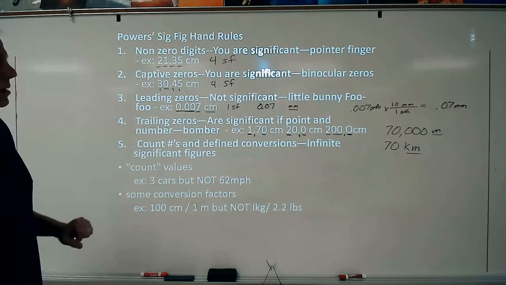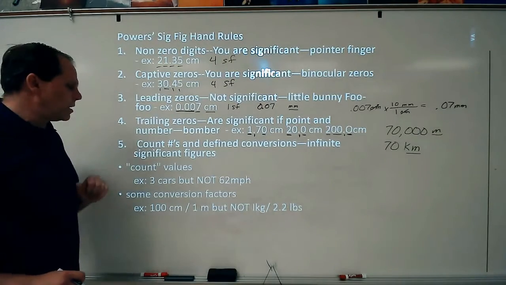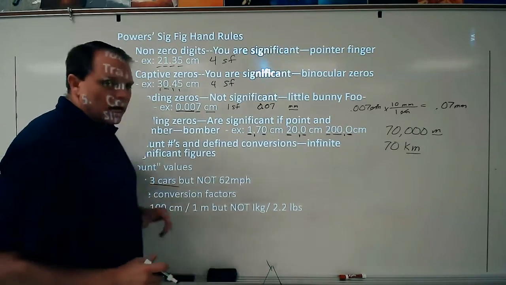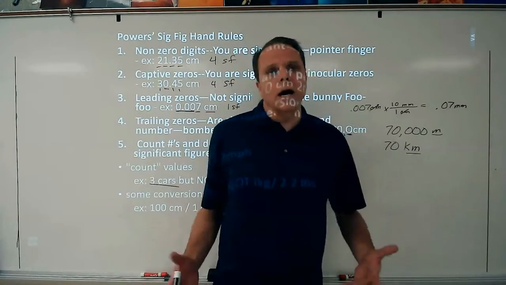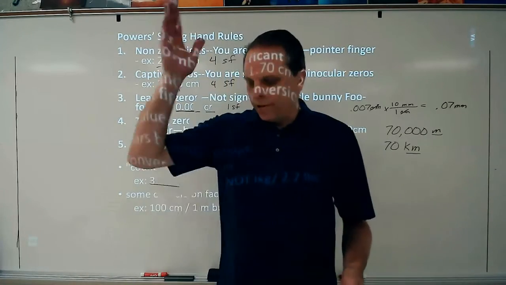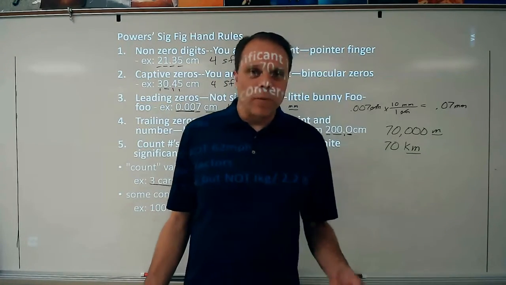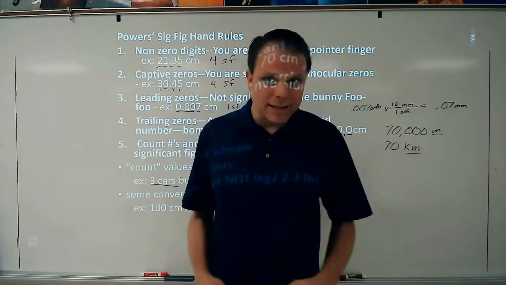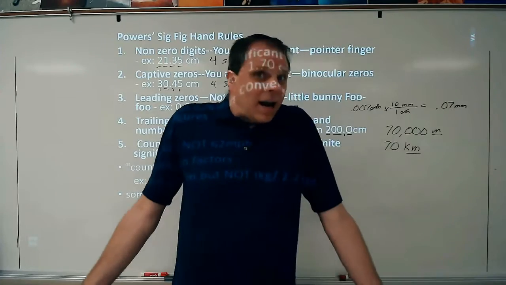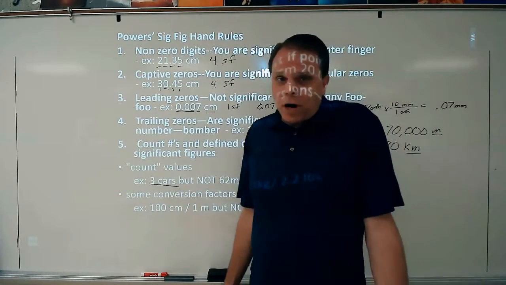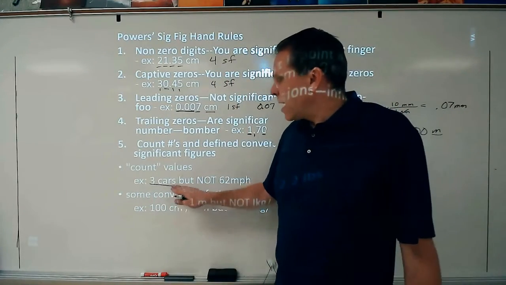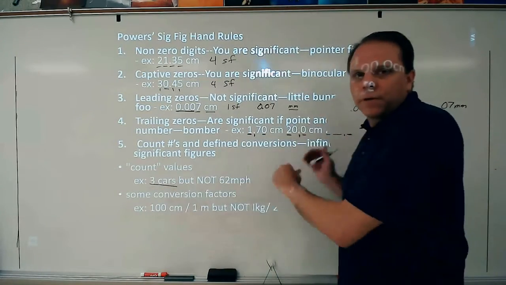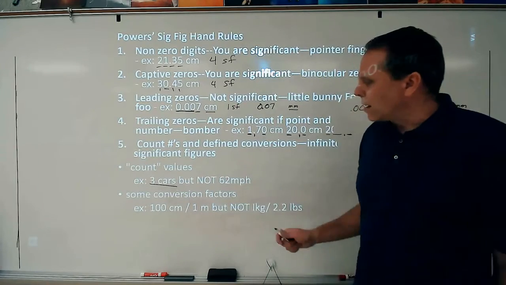Okay, now let's go on to number 5. The counting numbers and the defined conversions have an infinite number of sig figs. Well, remember that count values, for instance, 3 cars. You have to have a car to have a car, right? If I had a car and it was chopped in half, it wouldn't be 1.5 cars. I can't really call it a car because it's not able to run, right? It's not going to be moving like a car. It's not a car if it's only half a car. It's a half a car. So counting numbers, okay? 3 cars, 12 cows. It's like 3.0 infinite, 12.0 infinite. That's how many cars there are.